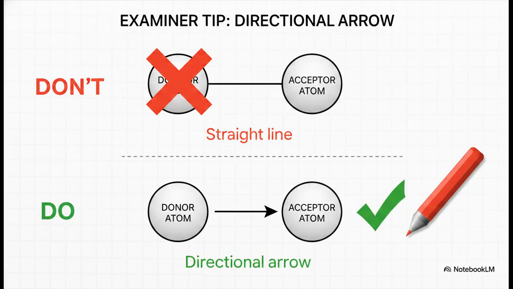And here is your next ICSE MasterClass survival tip straight from the examiner reports. When you draw a coordinate bond, you cannot just use a simple straight line. No way. You always have to use a directional arrow pointing from the donor atom directly to the acceptor atom. If you draw a regular line instead of the arrow, you will absolutely lose points.